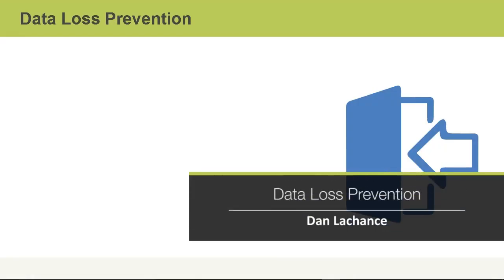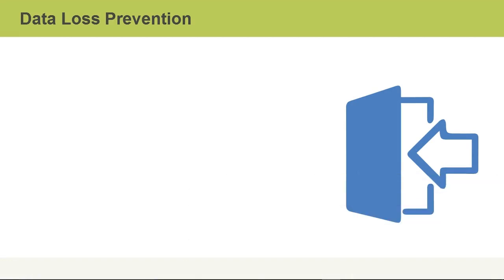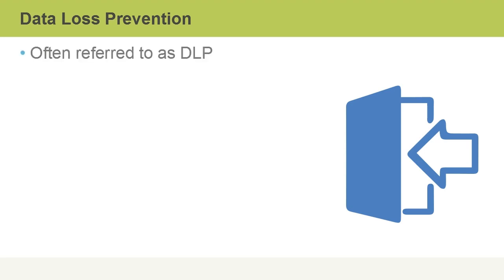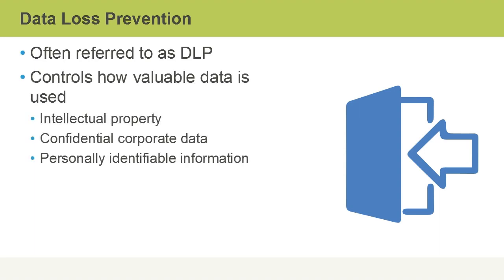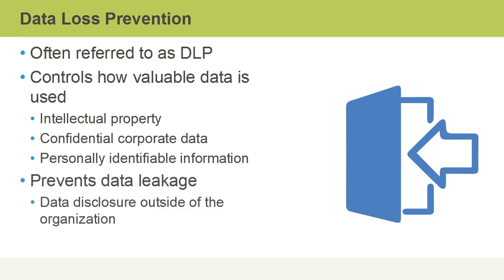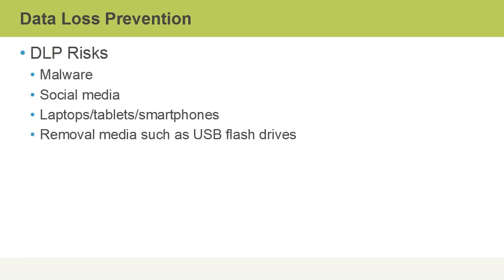Aside from people, the most valuable assets organizations have is information. In this video, I'll discuss data loss prevention. Data loss prevention is often referred to in the industry as DLP. This controls how valuable data is used and protected. It deals with intellectual property, confidential corporate data, as well as personally identifiable information, or PII. DLP prevents data leakage, data disclosure outside of the organization to unauthorized users.